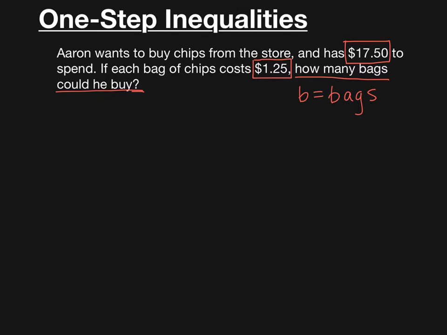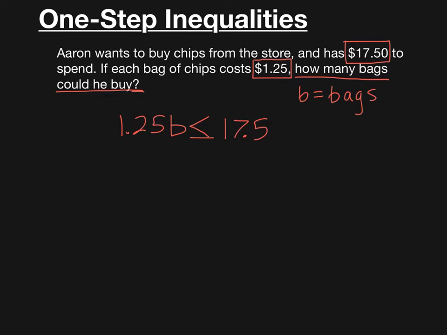Now, I know that because each bag costs $1.25, I'm going to multiply that by the number of bags, which is b. Now, he could spend all of his money. He could spend less money than he has. He could use some of that money for something else, like something to drink. So it's not going to be 1.25b is equal to 17.5. It's going to be 1.25 times b is less than or equal to 17.5 because this is the amount he's going to spend. The amount he's going to spend has to be less than or equal to the amount of money that he has.